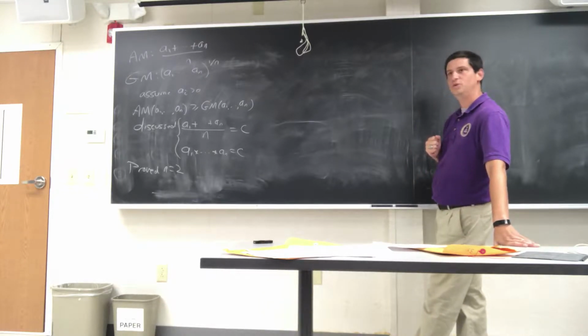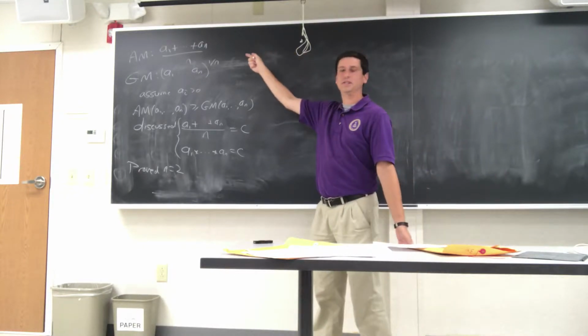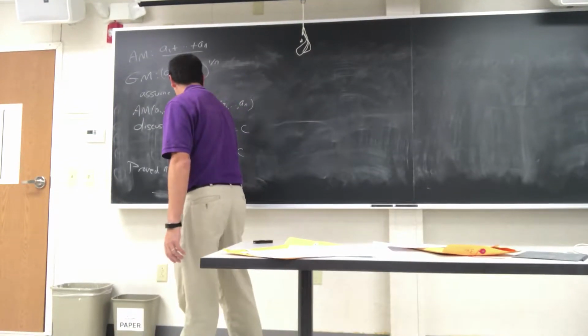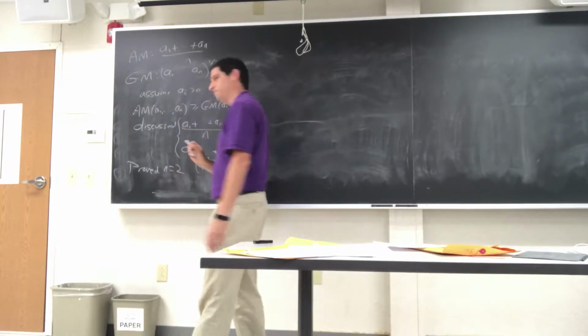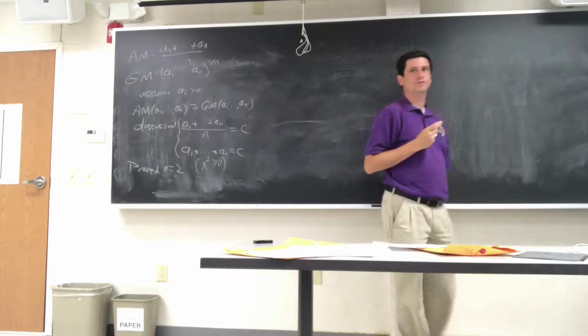How do we prove n equals 2? We did one by brute force, and we saw that basically this was coming from the gradient inequality, x squared is greater than or equal to 0. And then the other one was a geometric proof.